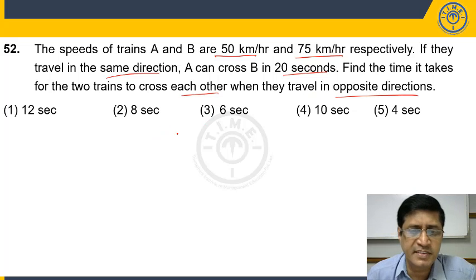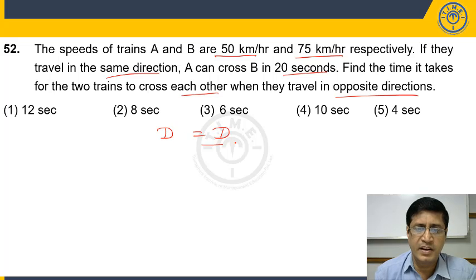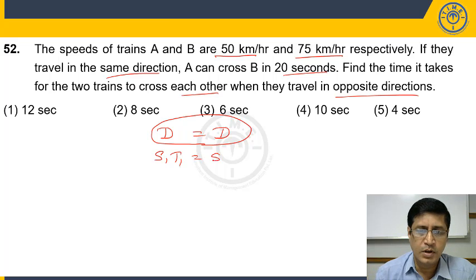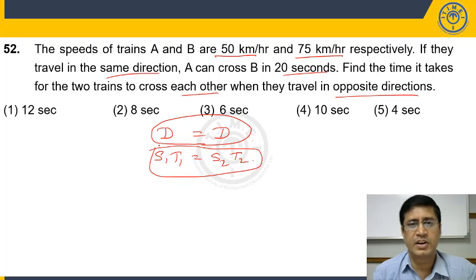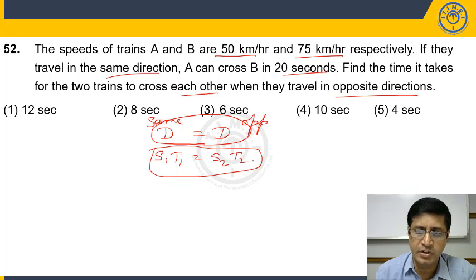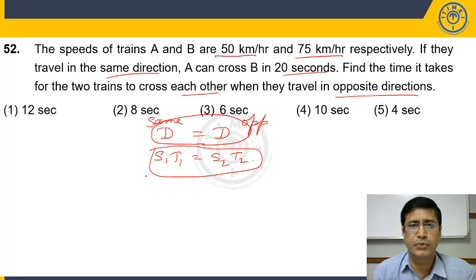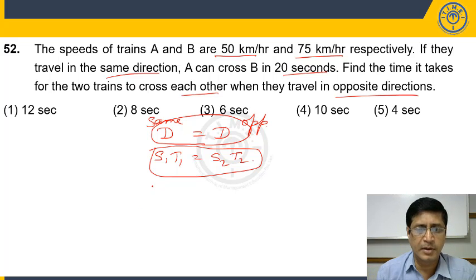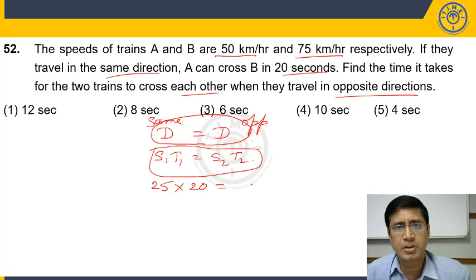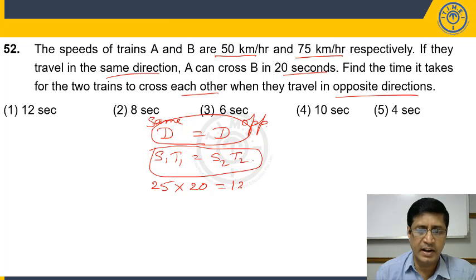When two trains are moving in the same direction, the distances are the same. When the distances are same, then we can use the relative speed formula, that is S1 T1 is equal to S2 T2. The speed and time are inversely proportional. So a relative speed of the same direction and the relative speed of the opposite direction. Same direction means 50 is subtracted from 75. So 75 minus 50 is 25, consuming here 20 seconds. And opposite direction is 50 plus 75, that is 125.